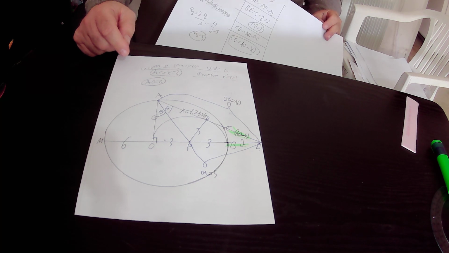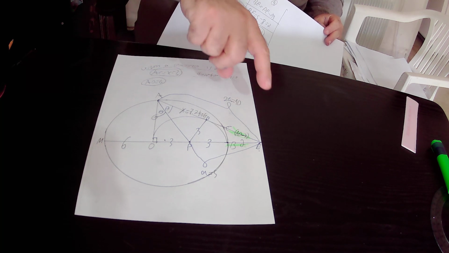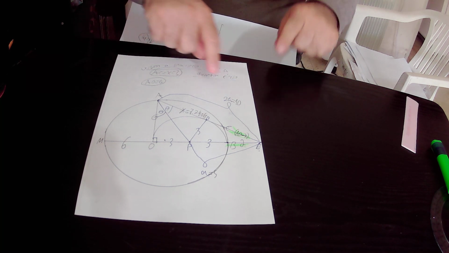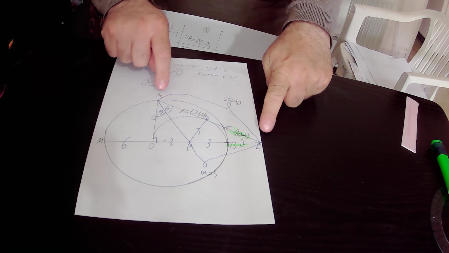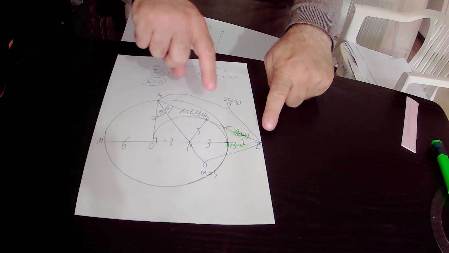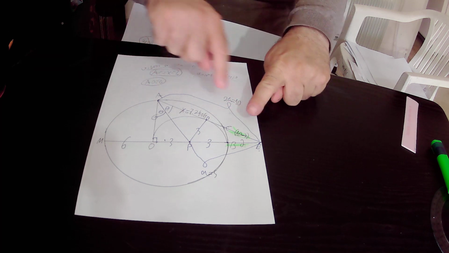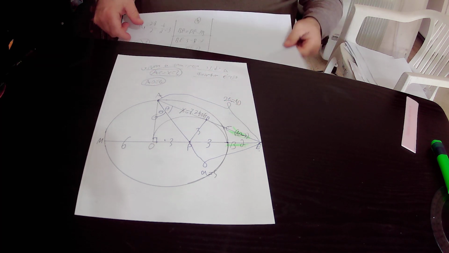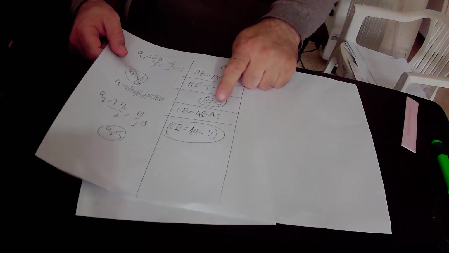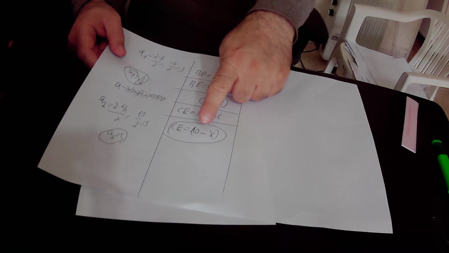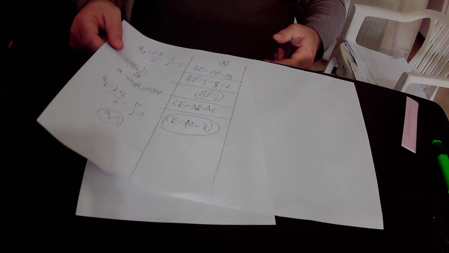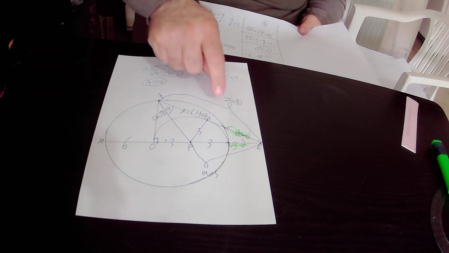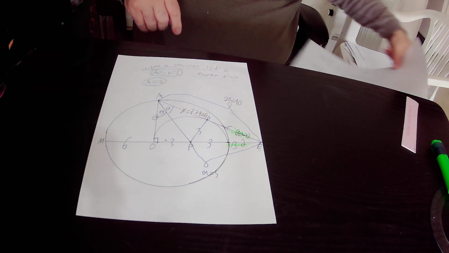And then we found the length of line segment CE. From the drawing, it is very easy to see that the length of line segment CE equals AE minus AC. AE equals 10. AC is x, the variable that we are looking for. So in conclusion, we found that CE equals 10 minus x.